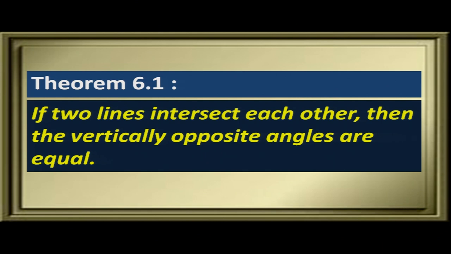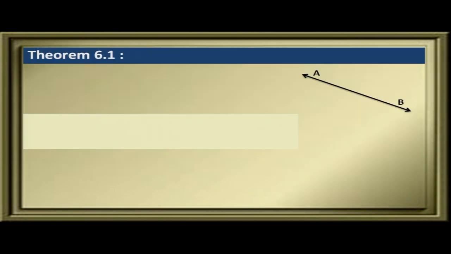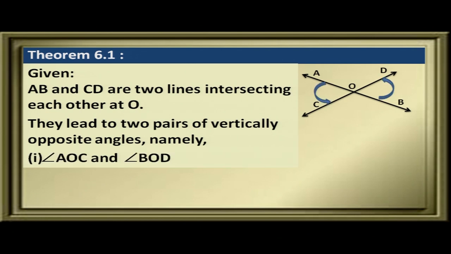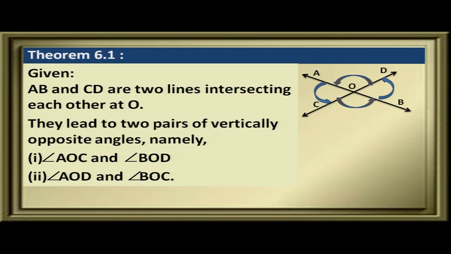Here is the theorem. If two lines intersect each other, then the vertically opposite angles are equal. In the last class, we discussed what vertically opposite angles are. Today, based on this theorem, AB is a straight line, CD is another straight line which intersects it at O. So, they lead to two pairs of vertically opposite angles, namely angle AOC and angle BOD, and the second pair is angle AOD and angle BOC.